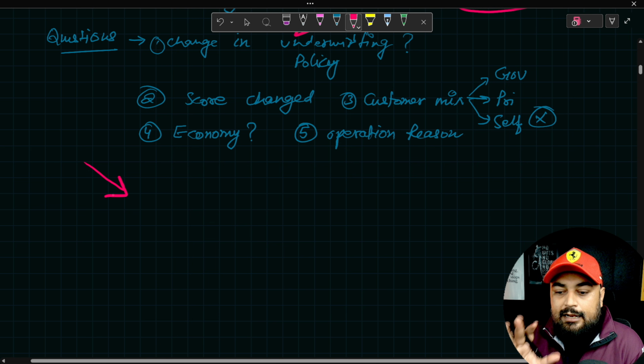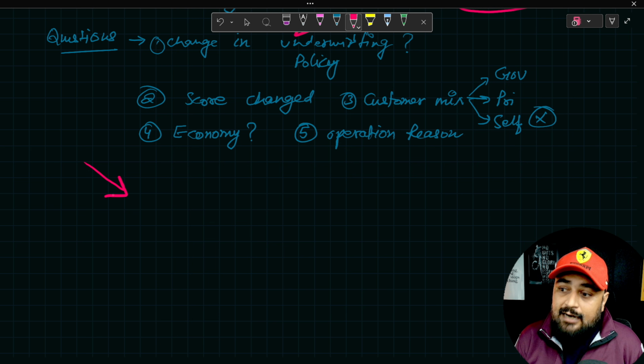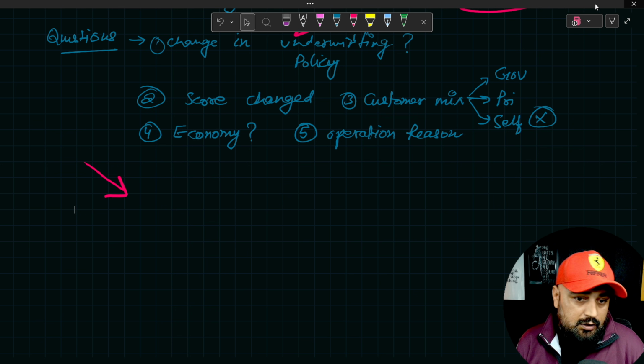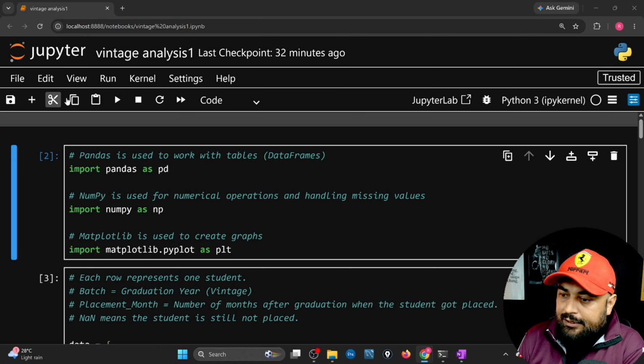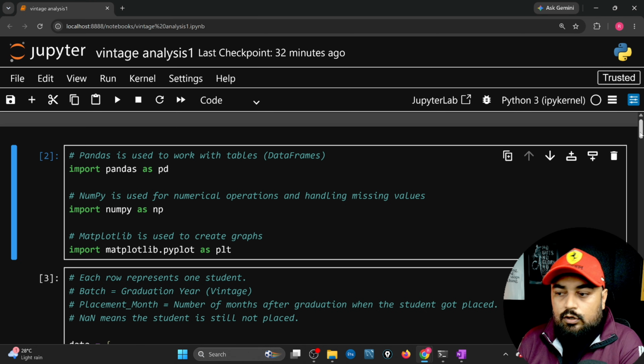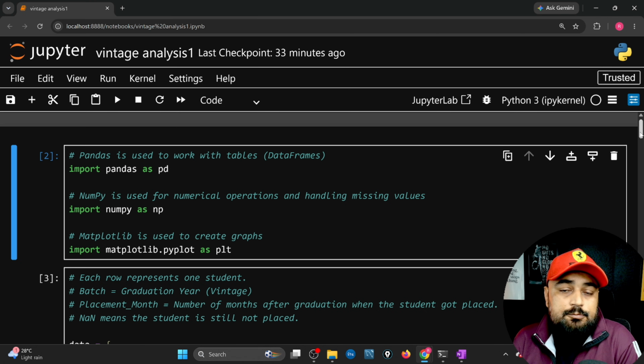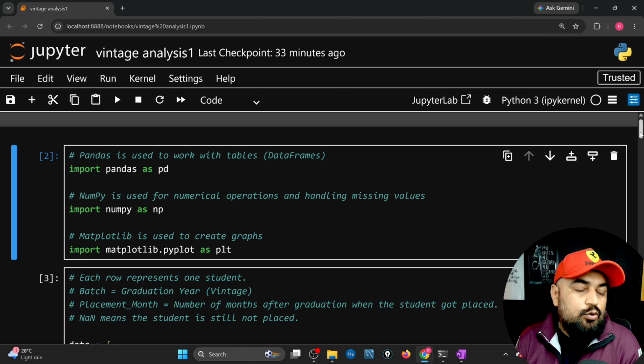Okay. Now let's move on to the Python code and understand how this works in a real-life scenario. Now here is our Python code, and all of you can download this Python code from the description box. Make sure you access my GitHub repository so you will be able to download this code.